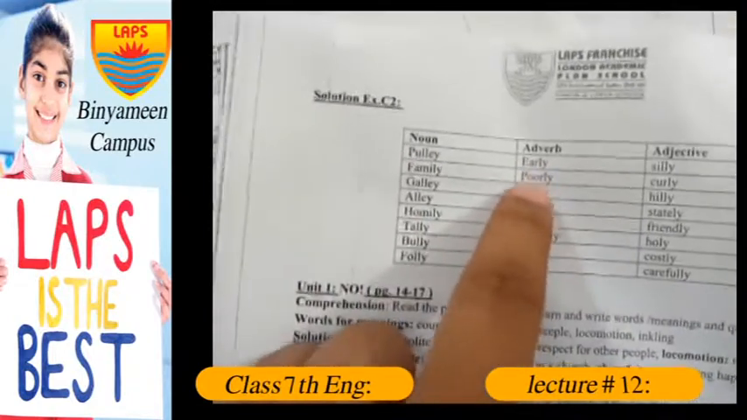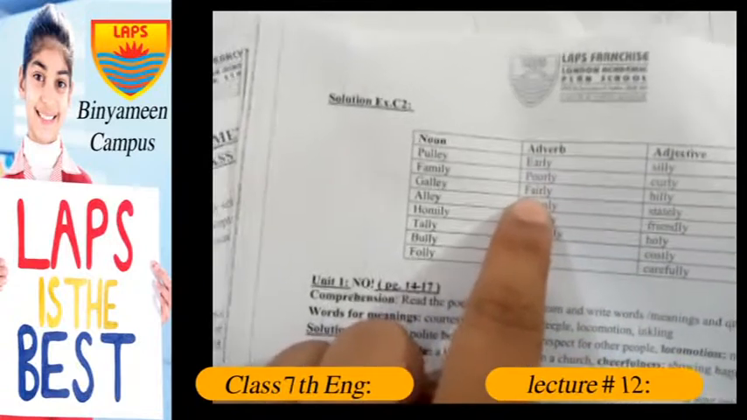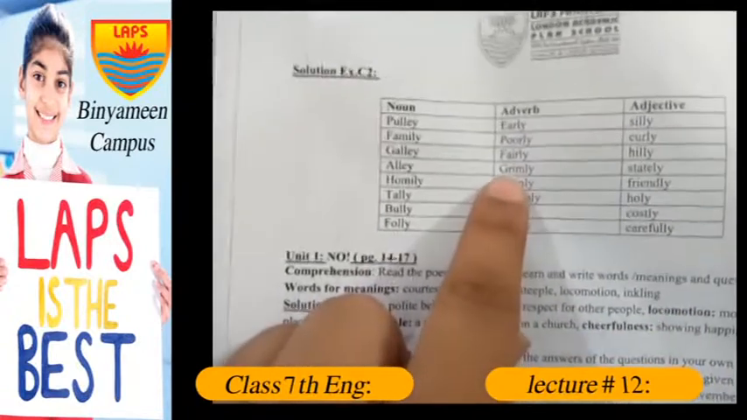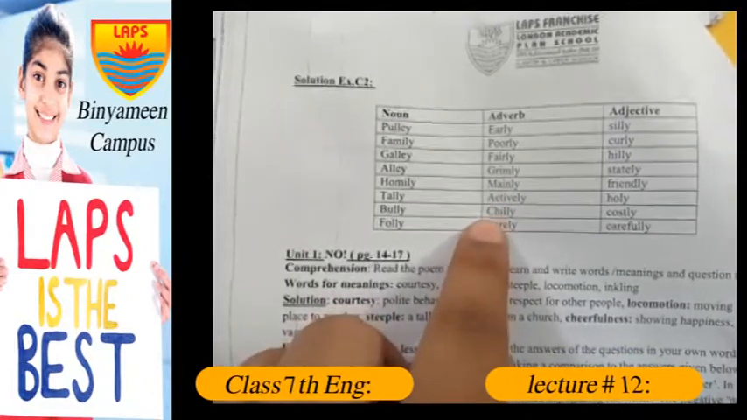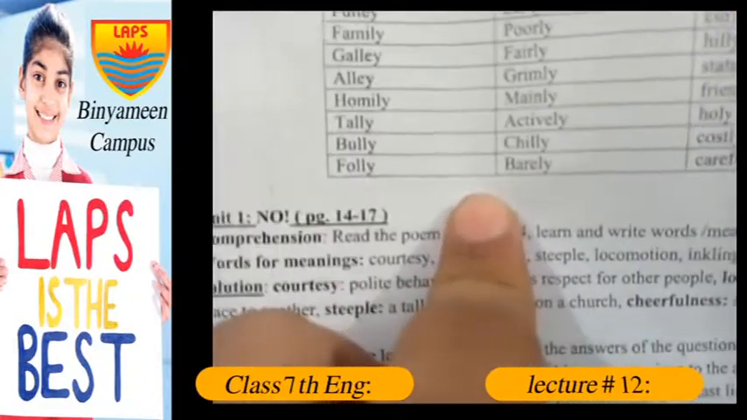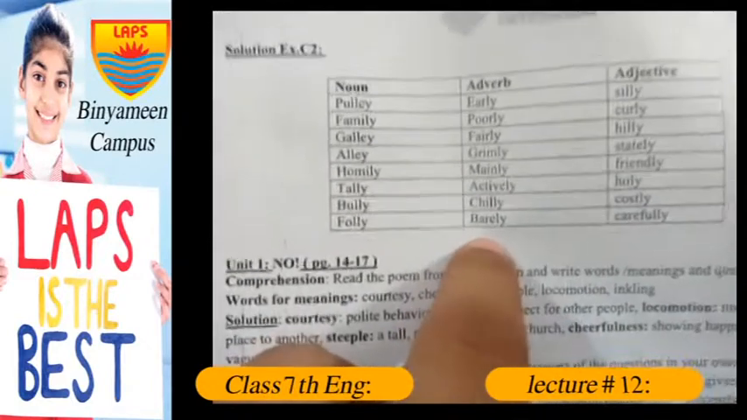So early is a when adverb, poorly is a how adverb, fairly how adverb, grimly how adverb, mainly how adverb, actively how adverb, chilly how, barely how.